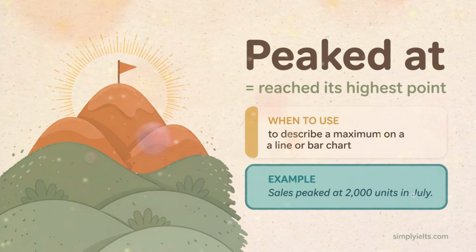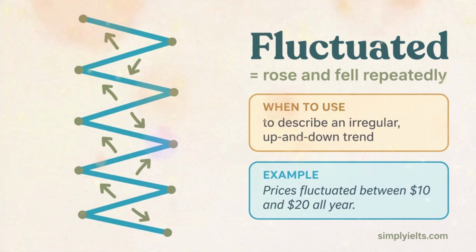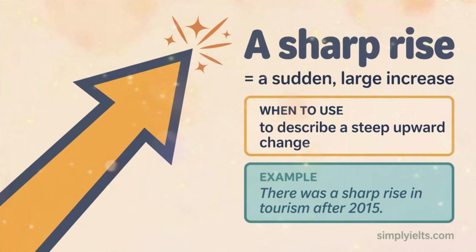Next is fluctuated. This word describes an irregular, up and down trend. You might say, prices fluctuated between $10 and $20 all year. When you need to describe a sudden, large increase, use the phrase, a sharp rise. For example, there was a sharp rise in tourism after 2015.